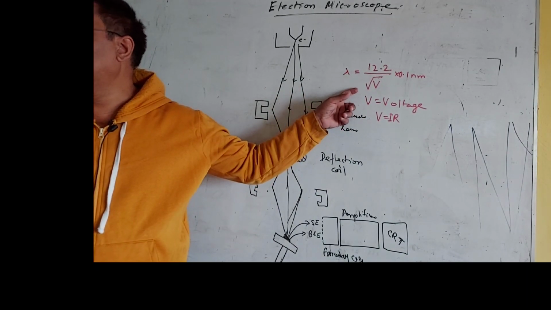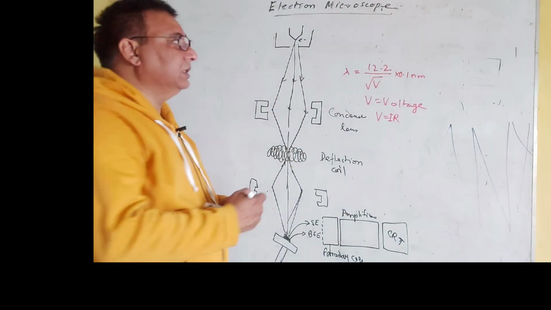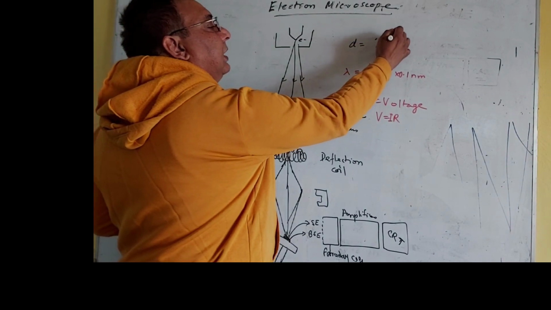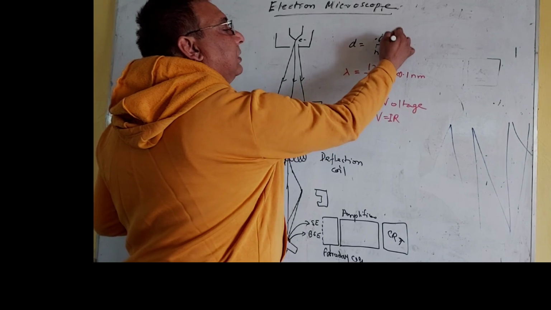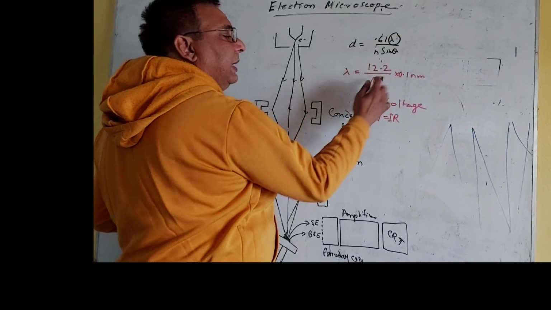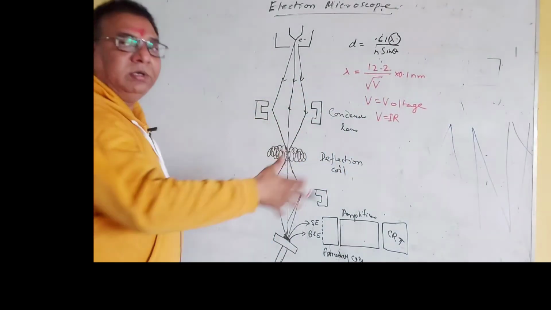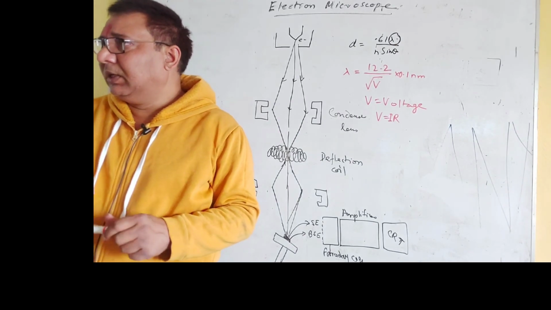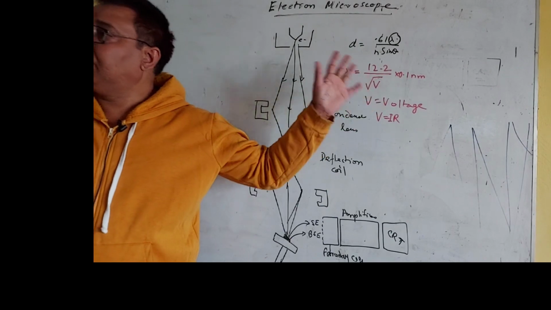Decreasing the lambda is our purpose, because this will decrease the d value. d is what? 0.61 lambda by n sine theta. So you are decreasing the wavelength lambda by increasing the voltage in the electromagnetic lenses in your electron microscope. Isn't it? So remember these formulas, it will help you to write the answer.